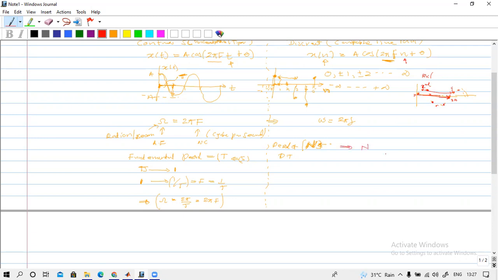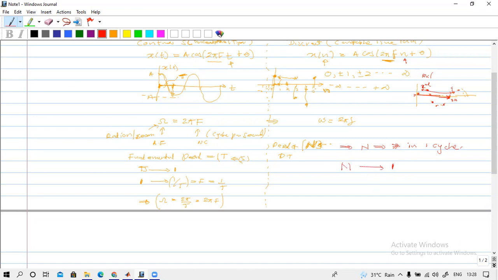Okay, this n is a certain number of samples, and that is the number of samples in one cycle. Here t is the time of one cycle, but here n is the number of samples in one cycle.